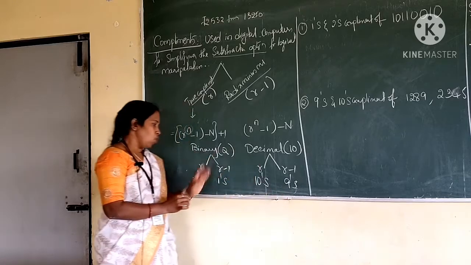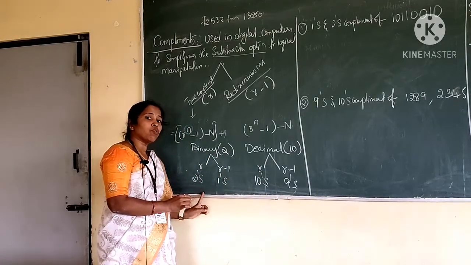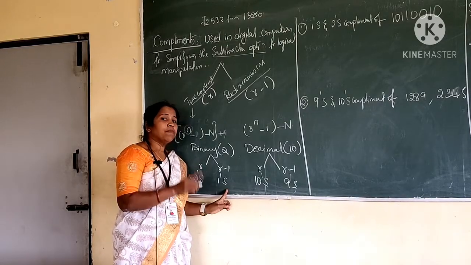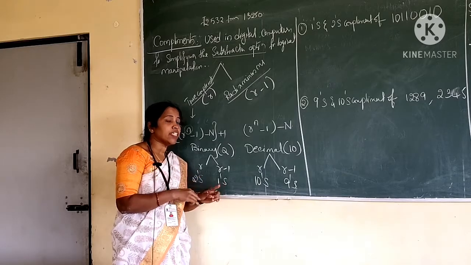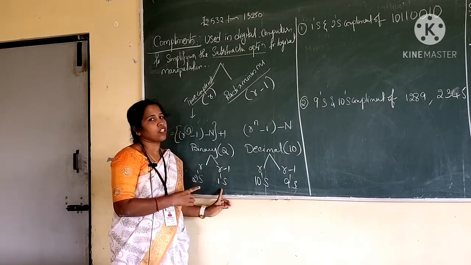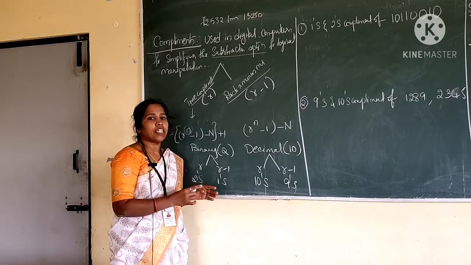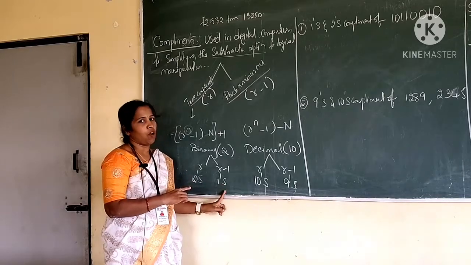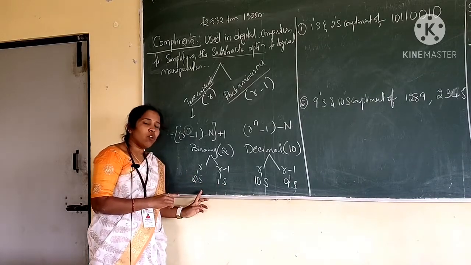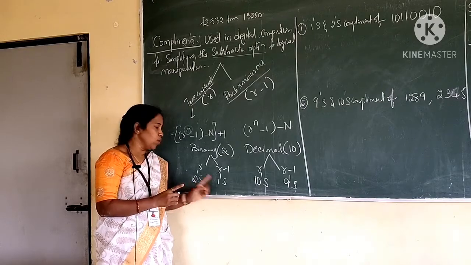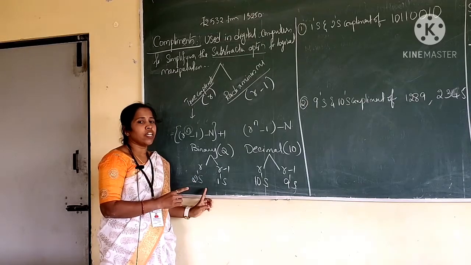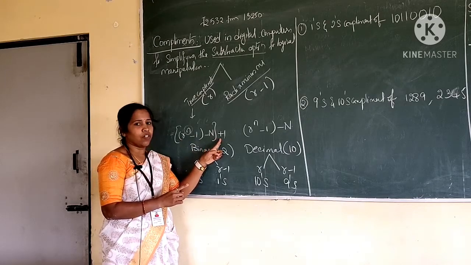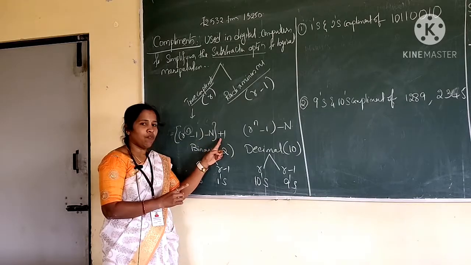Already you know what the 1's complement and the 2's complement are. The 1's complement is when each bit of a given number is subtracted from 1. A simple method is converting 1's into zeros and zeros into 1's; that is the 1's complement. The 2's complement is adding 1 to the 1's complement. Here I have given it as R minus 1's complement plus 1.